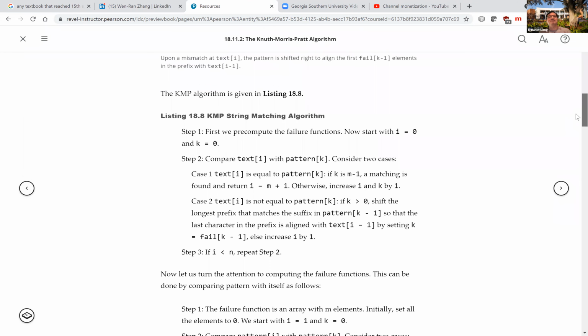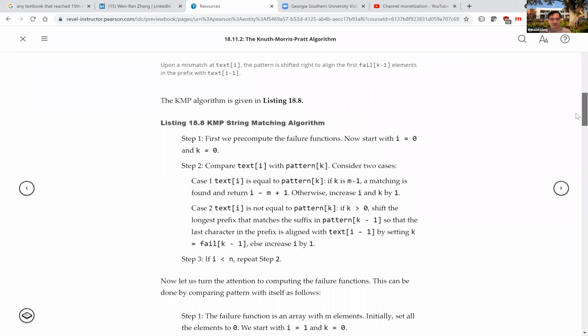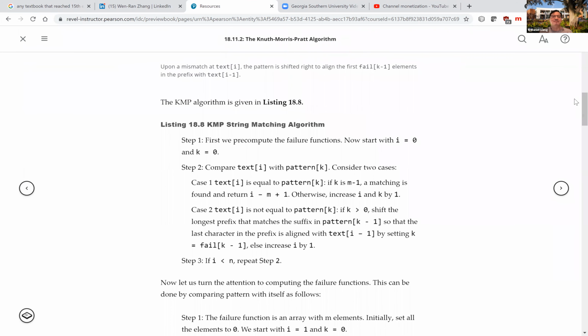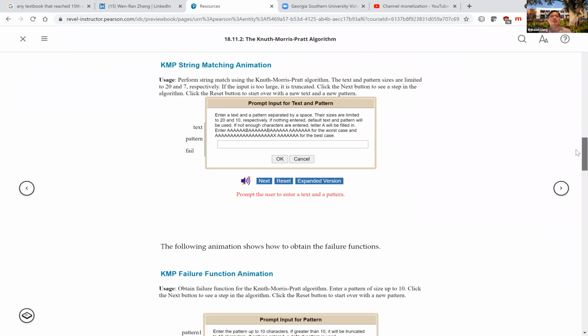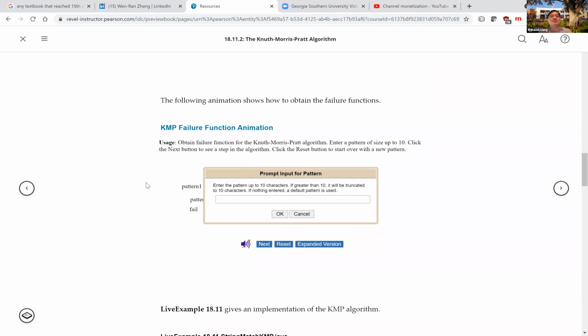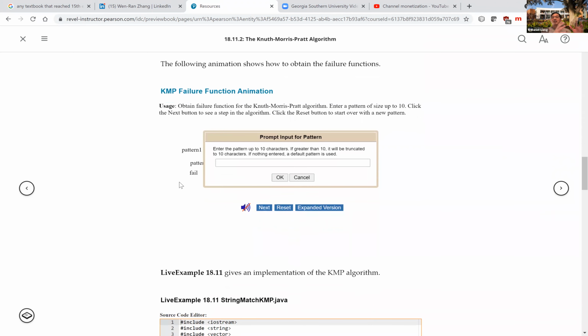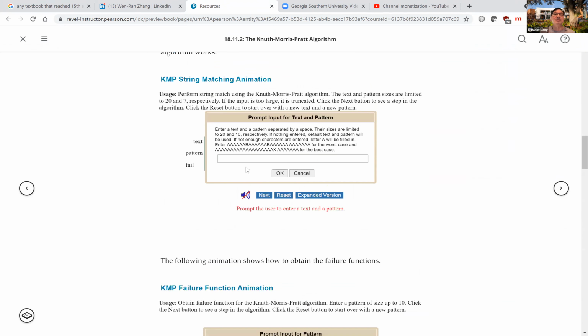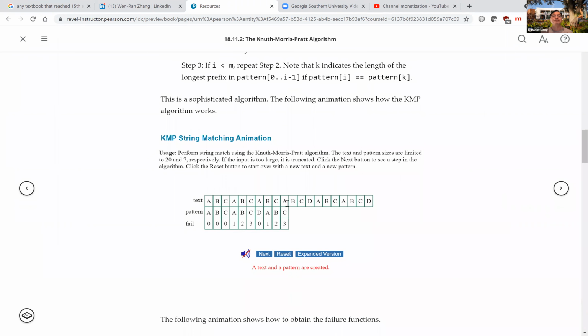This is the detailed listing for the algorithm, and there are a number of cases to consider. This is the algorithm for computing the string matching, and this one is for computing the failure function. The failure function can be pre-computed, so you compute it once. Let's look at this example here. We have this pattern, and we're going to pre-compute the failure function.